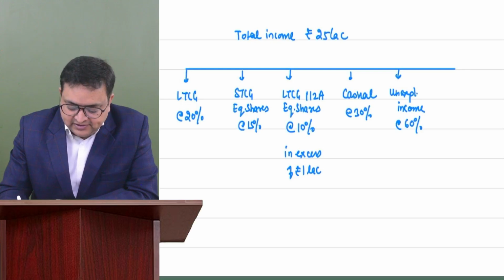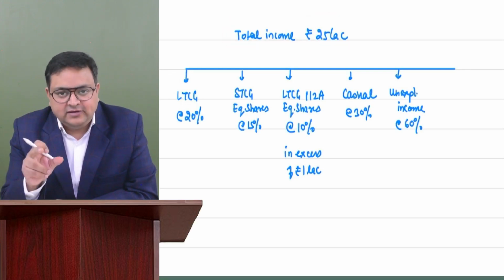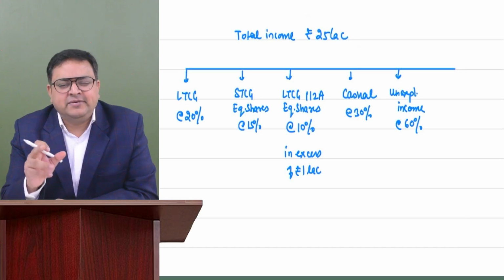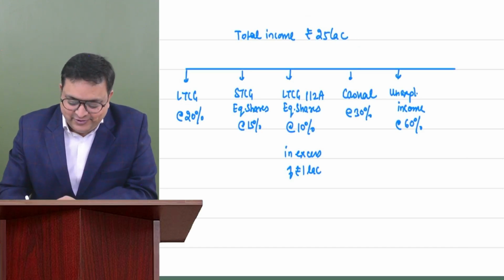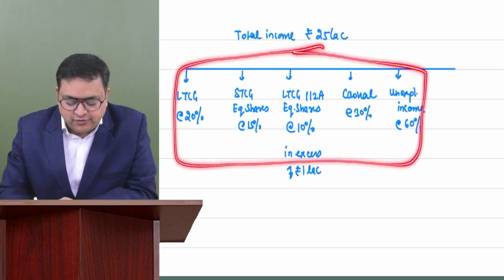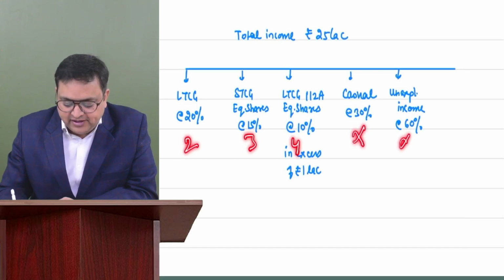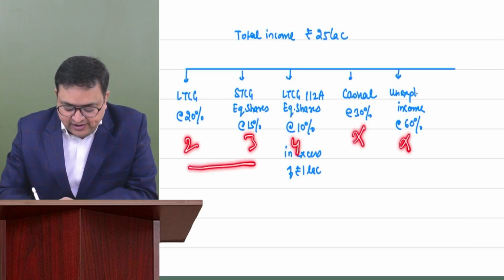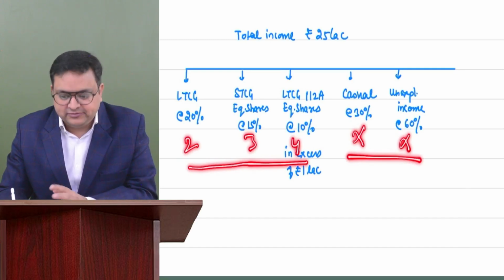So first of all, let's say you have 25 lakh total income. Whenever you have to calculate tax, first always pause for 5 seconds and see whether you have any of these special incomes or not. So let's say you have 2 lakh over here, 3 lakh over here, 4 lakh over here, and here it is 0, here it is 0. So 2 plus 3, 5 plus 4, 9. Include them also as well.